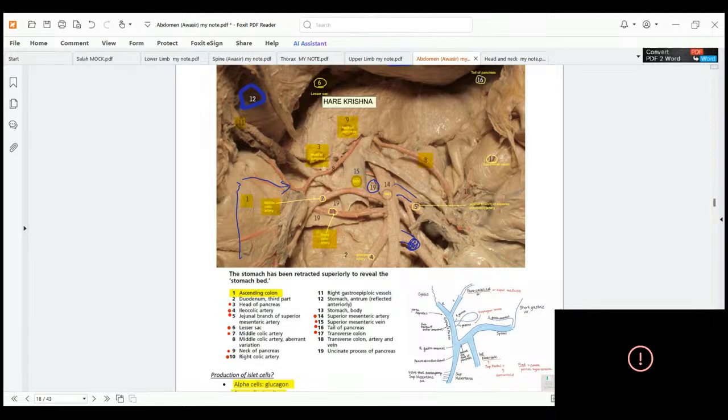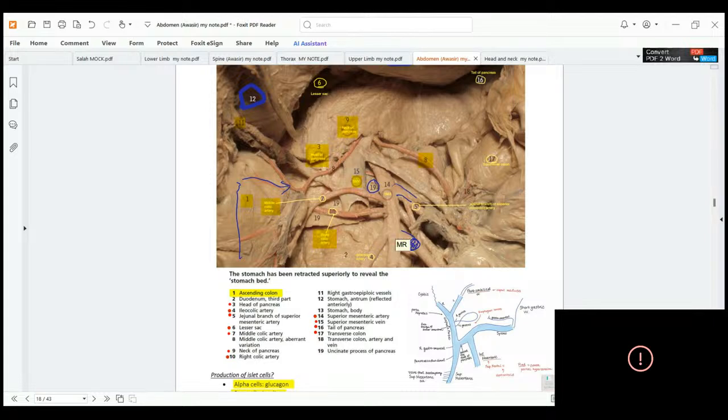Number 7, medial colic artery. Okay, 14 is the superior mesenteric artery. From 14 they are giving first 7 medial colic artery, then 10 right colic artery, then 4 ileocolic artery.